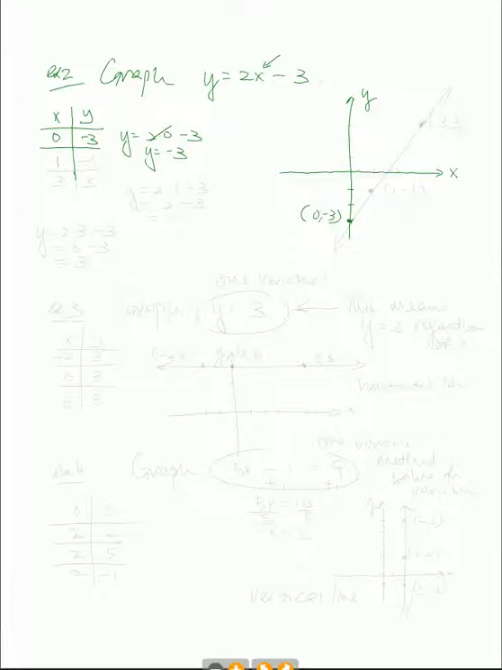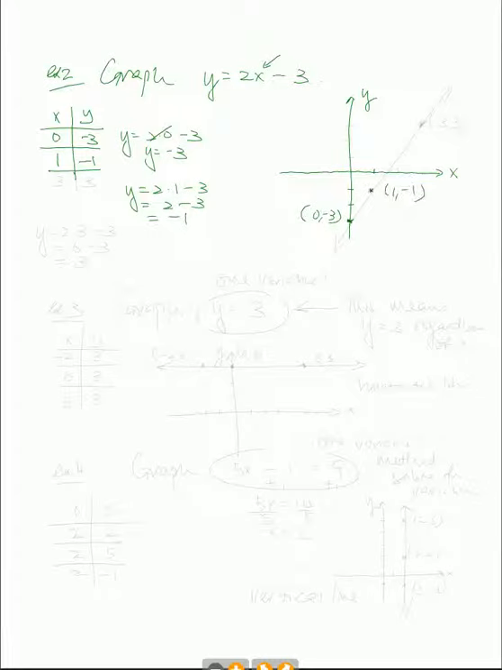So let's say I pick 1 for x. So it's going to read 2 times 1 minus 3. 2 times 1 is 2. 2 minus 3 is negative 1. So that's telling me that y is negative 1. So when x is 1, y is negative 1. So that's my next point, 1 comma negative 1.